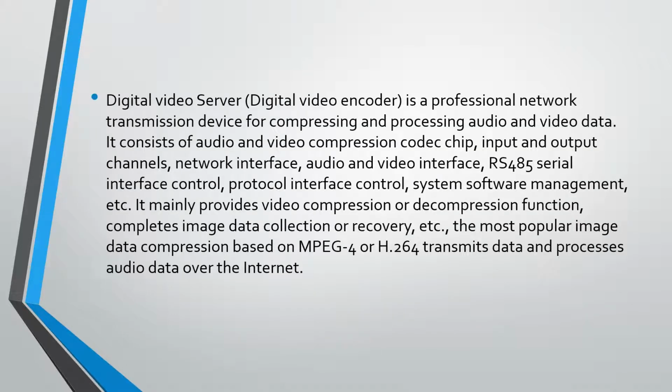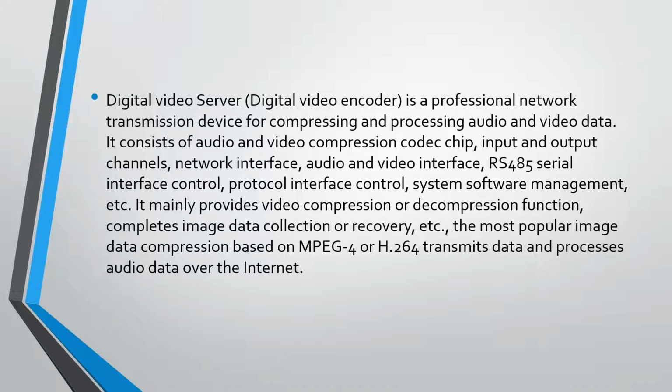Okay, what is a digital video server? A digital video server, which can also be called a digital video encoder, is a professional network transmission device for compressing and processing audio and video data. It consists of audio and video compression, codec chip, input and output channels, network interface, audio and video interface, RS485 serial interface control, protocol interface control, system software management, and so on. It mainly provides video compression or decompression function, complex image data collection or recovery, and so on.